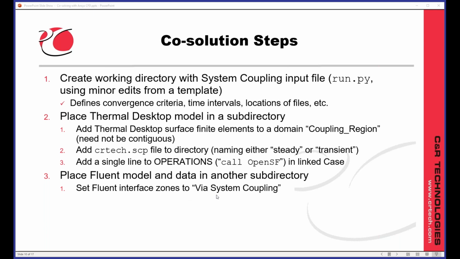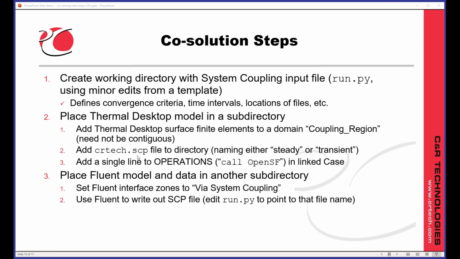And as I showed you in the previous slide, all you do in Fluent is say via system coupling for whatever surfaces are parallel to these, or correspond to them, I guess is a better word. So a coupling region as a domain inside Thermal Desktop corresponds inside Fluent to via system coupling. And once those two things are set, they know to speak to each other, and hopefully they're geometrically overlaying so that they will map.